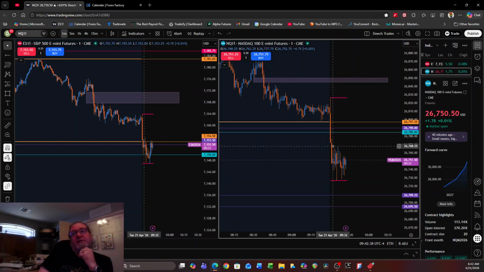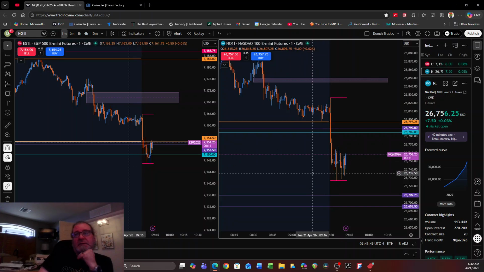We have a value gap here on the 1 minute. I do not see one on S&P. Got a lot of sideways here, so we're going to wait. We do have a break of structure to the upside on NASDAQ now.